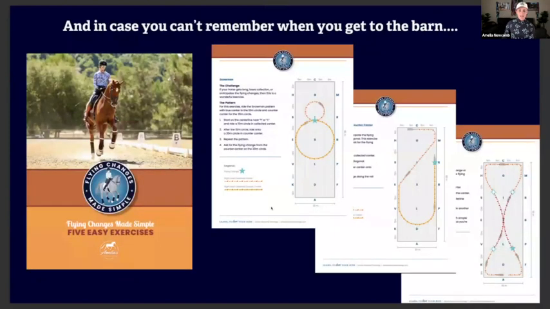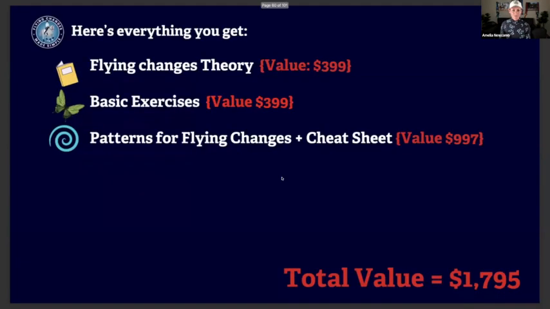I've also put together all of these exercises into this awesome PDF cheat sheet. So with diagrams, you can print this out, you can take it to the barn or just pull it up on your phone. We outline it here, we show you what lead to be on and where to ask for the flying change. And this can be really helpful, especially if it's still a bit overwhelming, if you've never done the changes before, or you have trouble remembering what you've learned at home when you go to the barn. So that cheat sheet will definitely help you out.